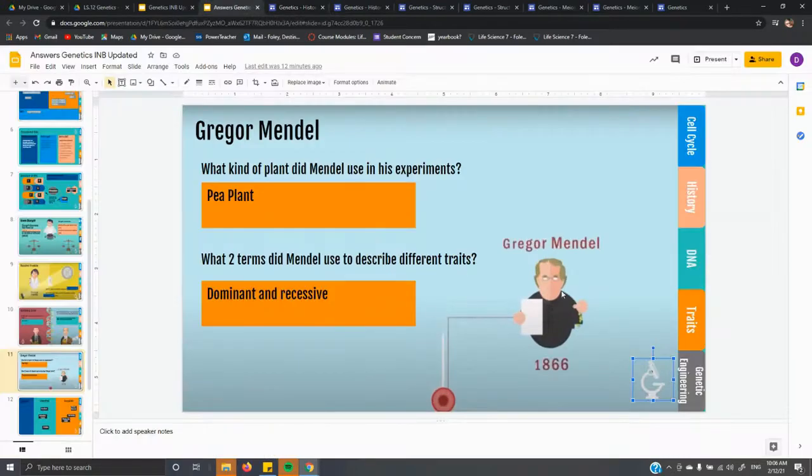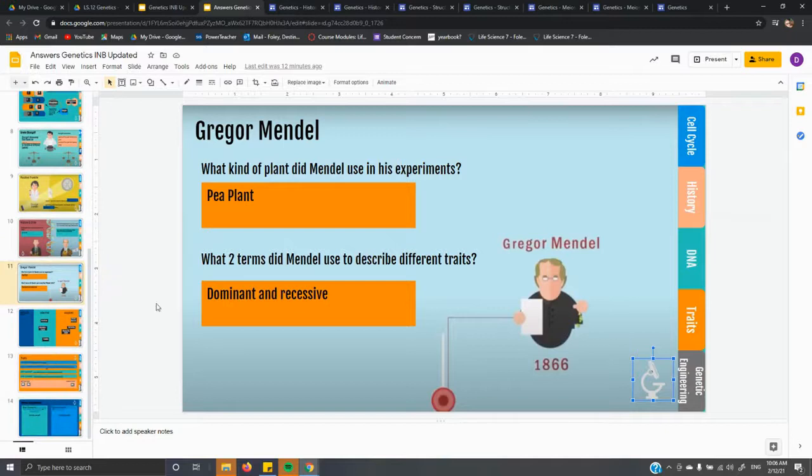So, Mendel studied pea plants. Let's say he would take a yellow pea plant and cross it with a green pea plant, and he would determine which trait was dominant by that. And that is where we get Punnett squares from. We will learn a bit about Punnett squares in the next activities that we do.